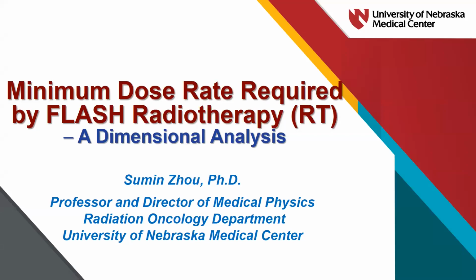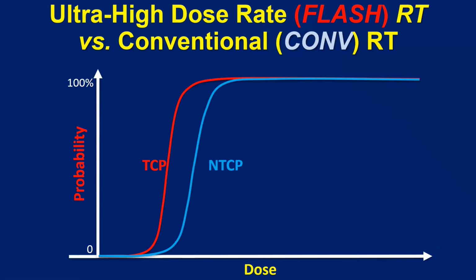The title of my talk today is Minimum Dose Rate Required by Flash Radiotherapy. In radiotherapy, there are two probabilities we have to consider. One is tumor control probability, i.e. TCP. The other is normal tissue complication probability, i.e. NTCP. In general, tumors are more sensitive to radiation than normal tissues.